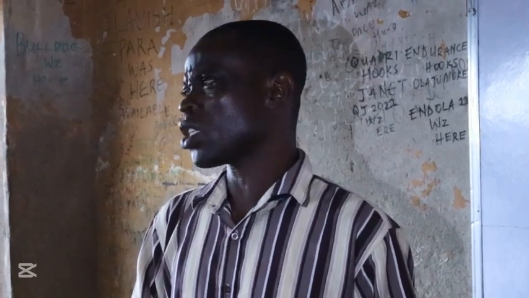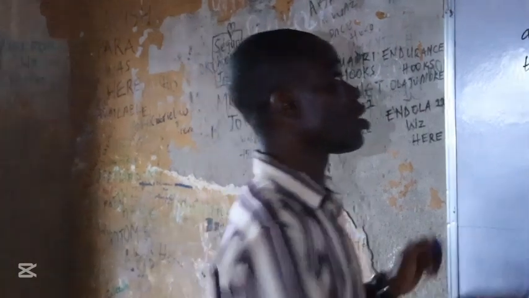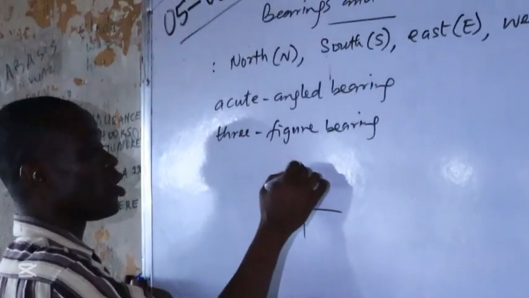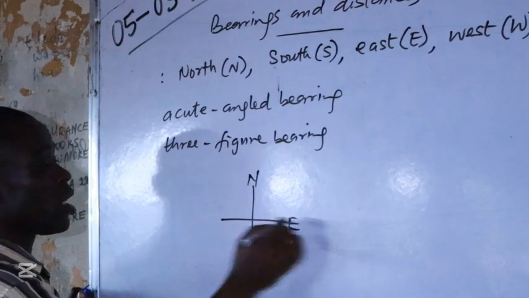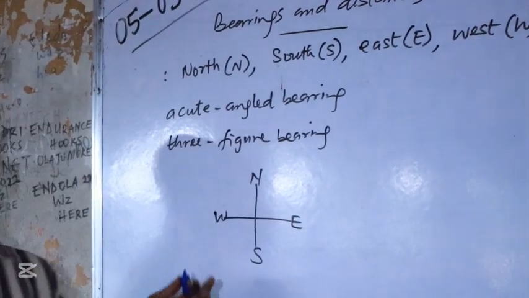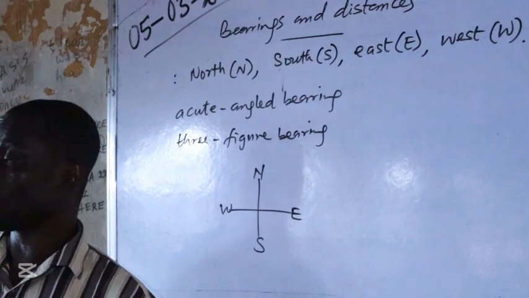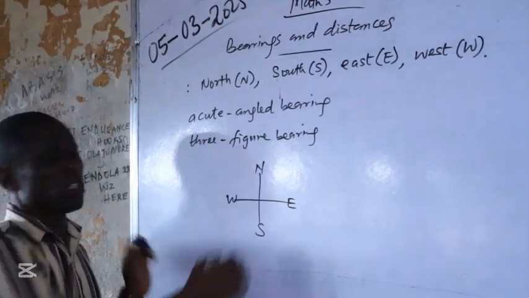Okay? And according to the notes, there is what is called 4 cardinal points. You all know that this is what is called 4 cardinal points: north, south, east, and west. Okay? And if you want to move, you start from the north.